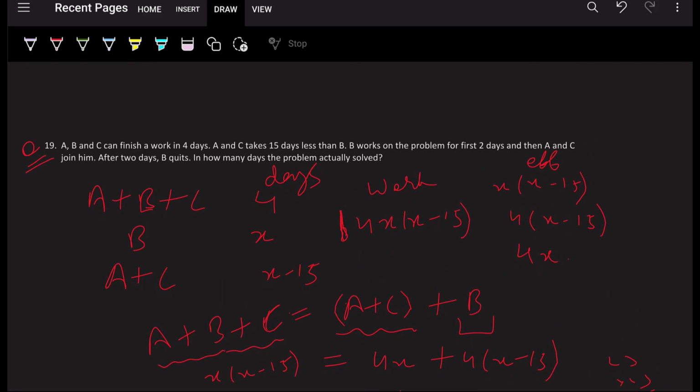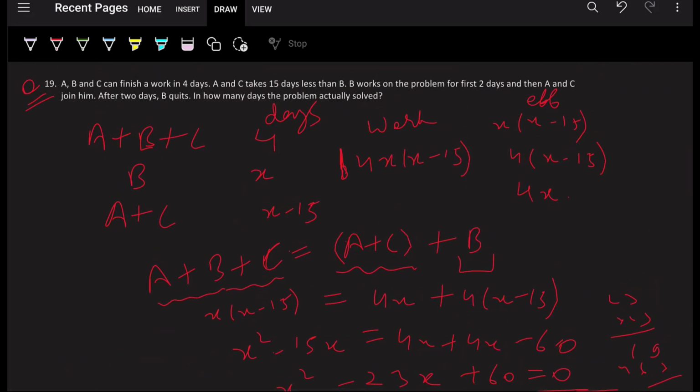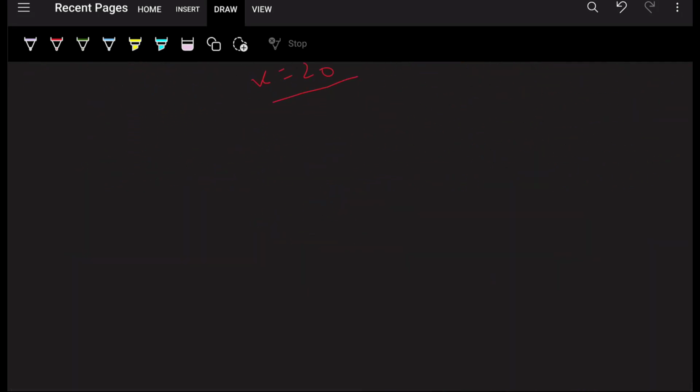Now what does the question ask? First let us create the table. So it will be B, A plus C, and A plus B plus C. It takes 4 days. B takes 20 days, and A plus C takes 20 minus 15, which is equal to 5.